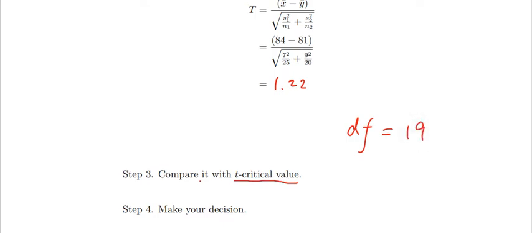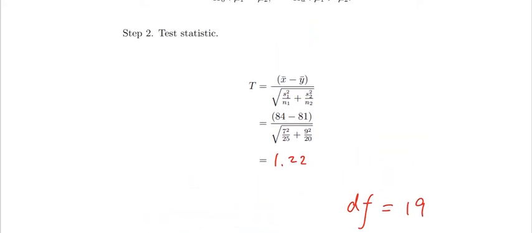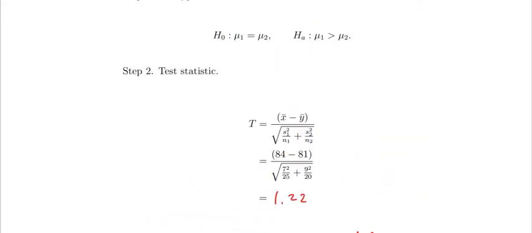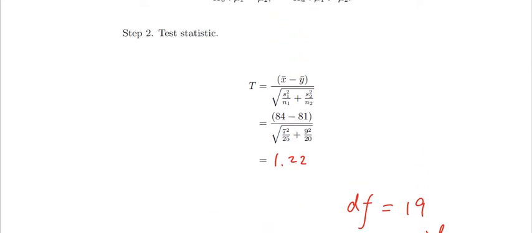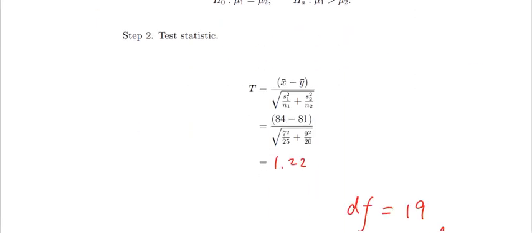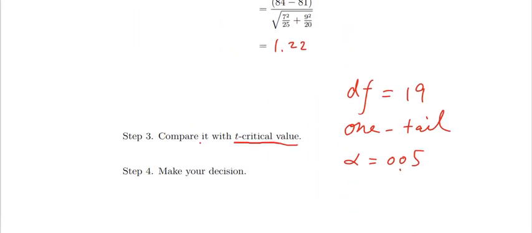And one tail or two tail? Let's say this is one tail, because we're talking about exam score, so high is good. So we check one tail, right? What is alpha? Alpha is 0.05, I think. Significance level alpha 0.05. So use degrees of freedom 19, one tail, 0.05, and we can find the critical value.